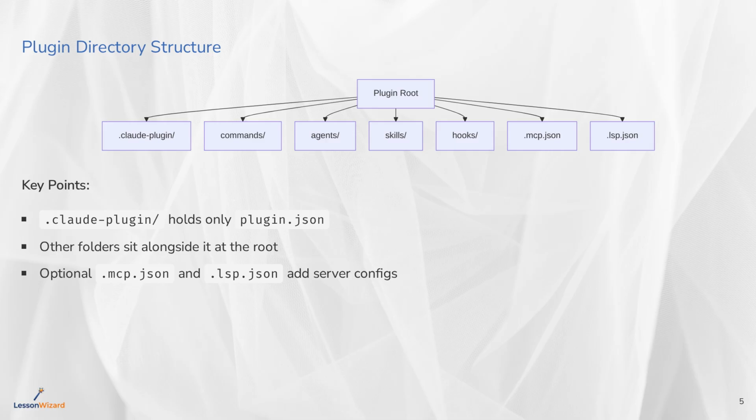This diagram visualizes the required layout. The manifest lives inside .claude-plugin, while functional components like commands and skills are placed directly under the plugin root. Keeping this structure ensures Claude can discover and load each part correctly.